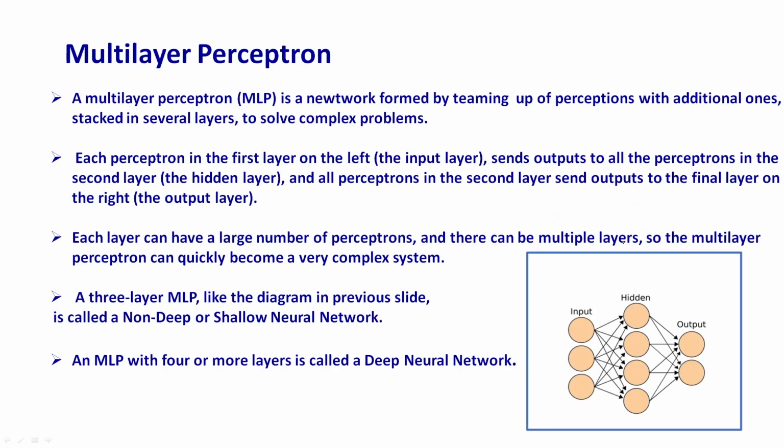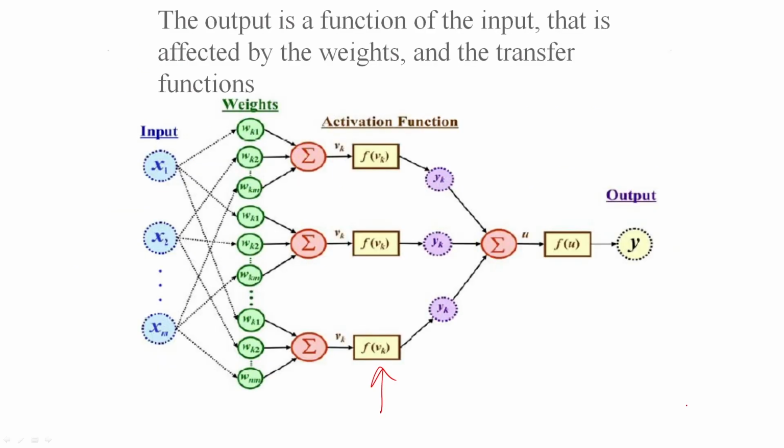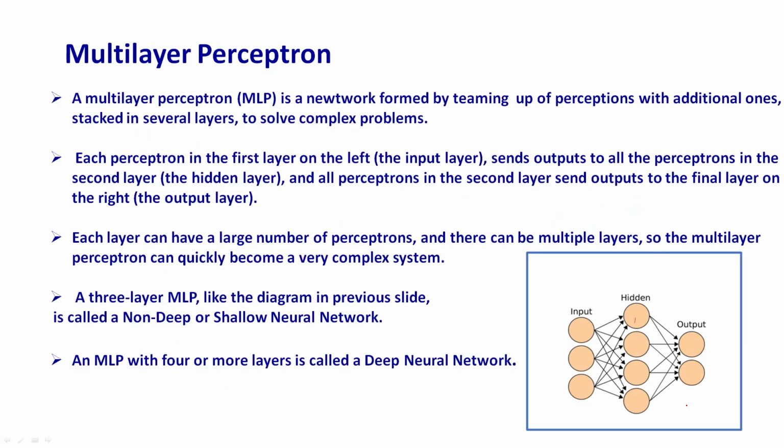So, a multi-layer perceptron is nothing but a network formed by teaming up perceptrons with additional ones. Basically, they are stacked like several layers. You can see here several hidden layers stacked between input and output. Each perceptron in the first layer on the left is nothing but an input. It sends its output to all the perceptrons in the second layer, and so on. There will be many such layers one by one, and remember, in each layer the weights, activation, everything is done. So, the output of each layer is the input of the next layer. That is how parallel processing can be done like a brain.